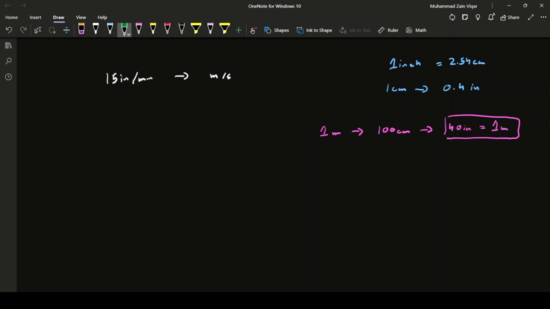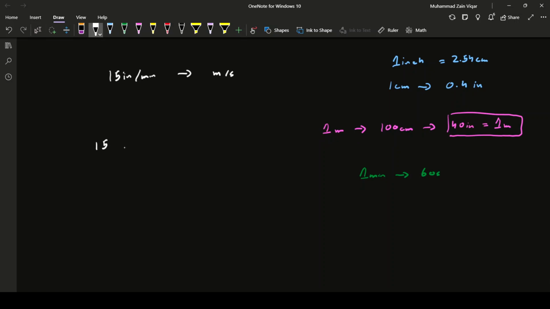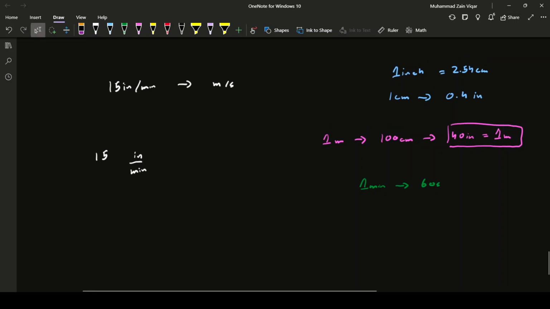Now minutes to seconds. So 1 minute would be equal to 60 seconds. This is the conversion we know. Now we put them all again into the number. So the number was 15 inch per minute, and now what we do is we replace the numbers.